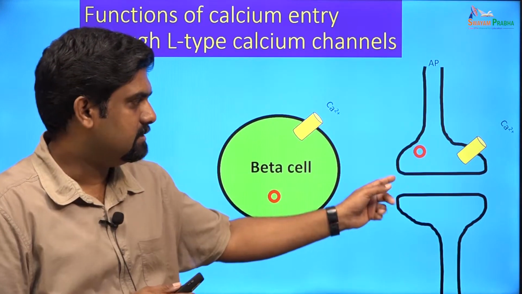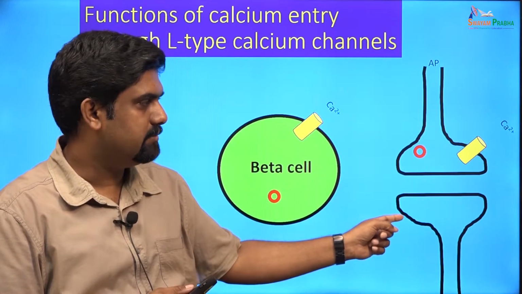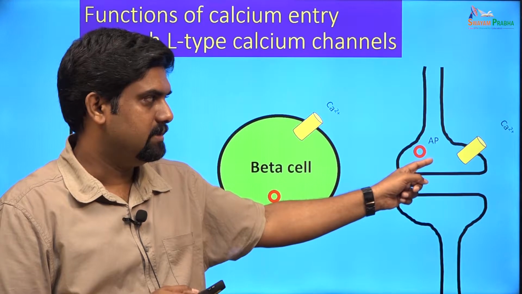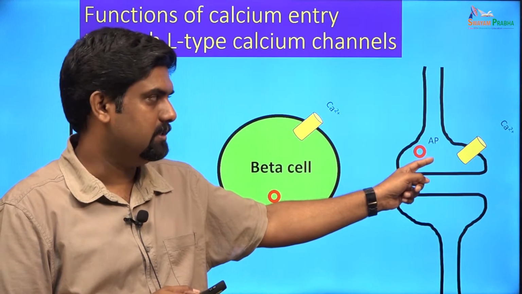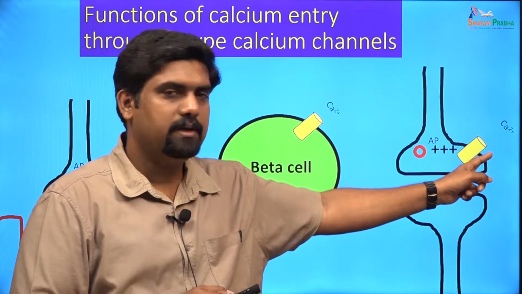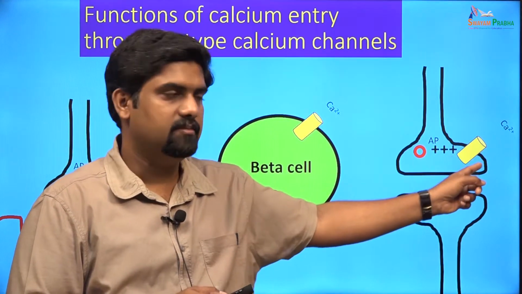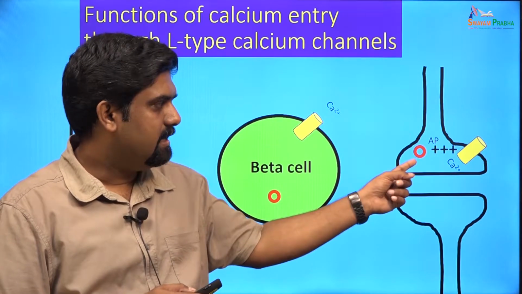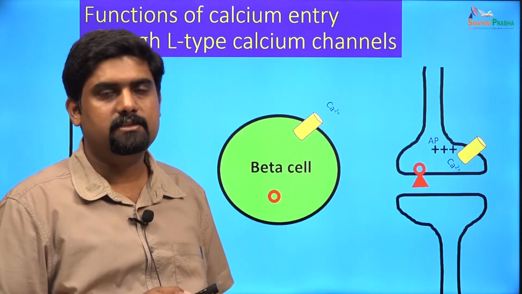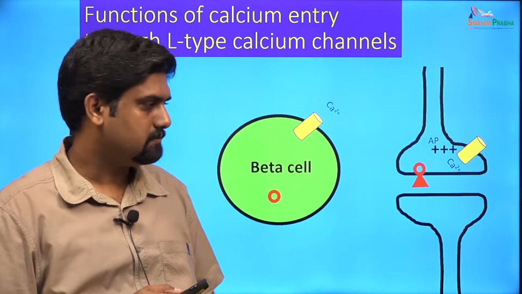Here we have the synapse. This is the presynaptic neuron, this is the postsynaptic neuron. Again here the action potential reaches the presynaptic nerve terminal or the neuronal terminal and causes a depolarization, leading to the opening of L-type calcium channels and calcium entry. This then leads to the exocytosis of vesicles containing neurotransmitters and leads to neuronal transmission.